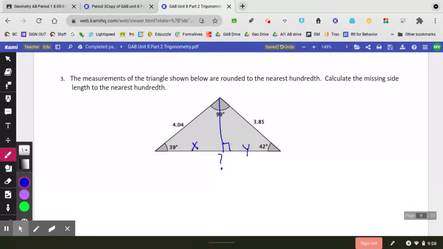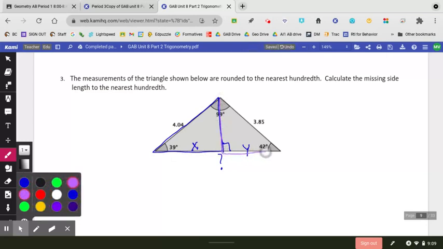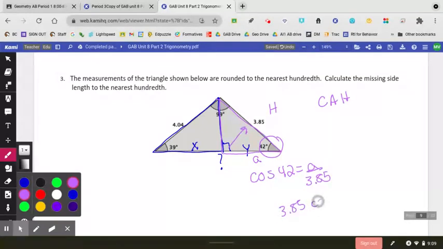And I can use two different right triangles, the blue one to find x, and then the purple one to find y. So in the purple one, this is my angle. I know the side across from the right angle is the hypotenuse, and I'm looking for adjacent. So that is CAH, which is cosine. So it's cosine of 42 equals a over 3.85. So that means 3.85 cosine of 42 equals a.